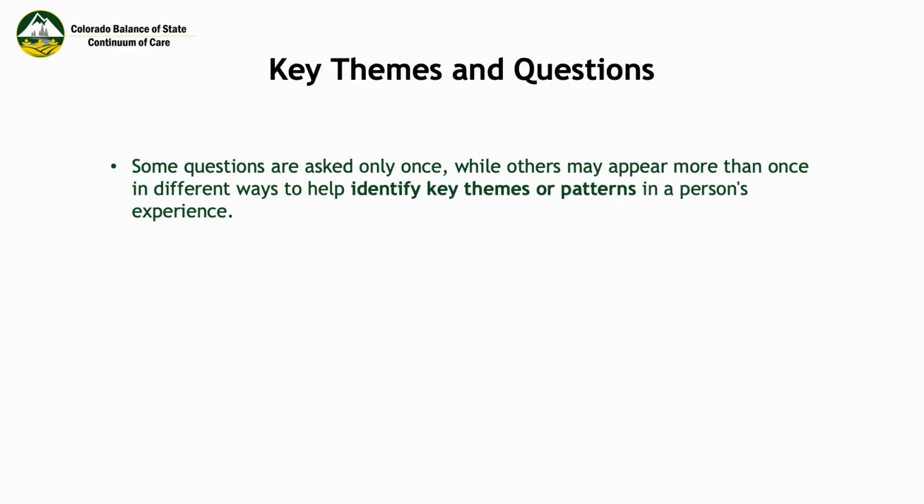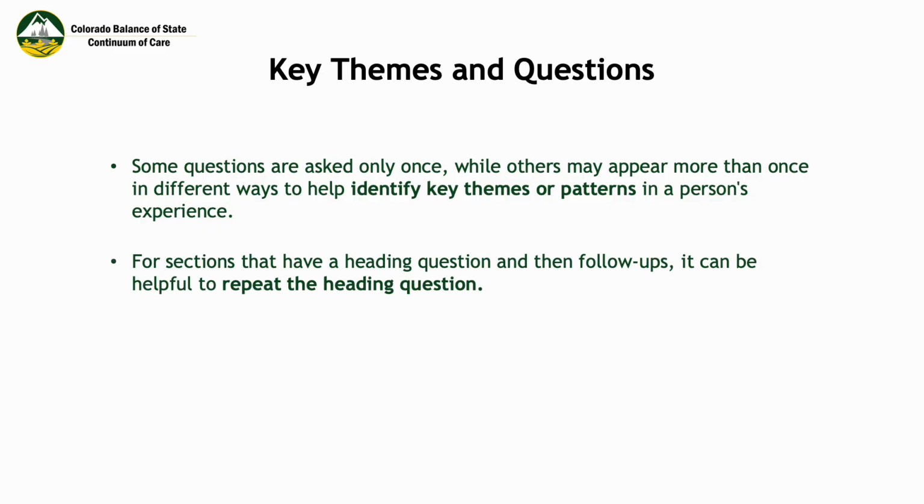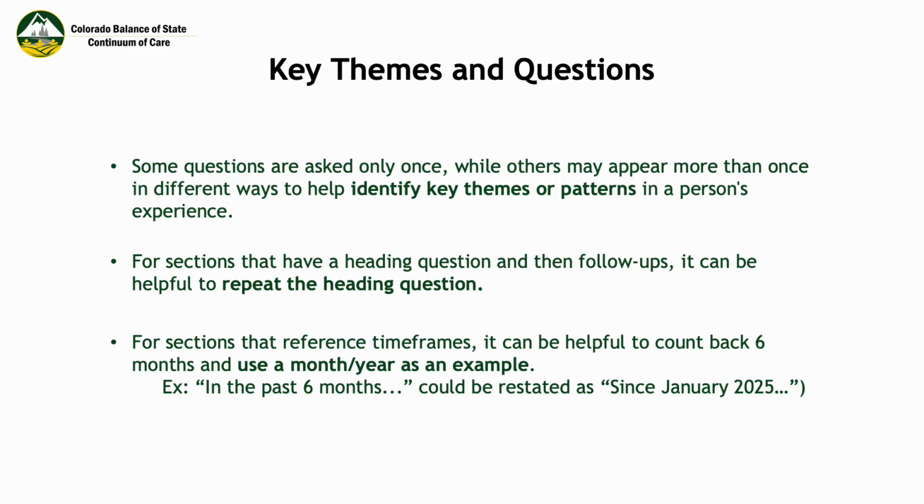Key themes and questions. Some questions are asked only once, while others may appear more than once in different ways to help identify key themes or patterns in a person's experience. For sections that have a heading question and then follow-up questions, it can be helpful to repeat the heading question. For sections that reference a time frame, it can be helpful to count back 6 months and use a month and the year as an example. So if you're meeting with someone in June of 2025 and the question asks, in the past 6 months, it can be helpful to restate it and say, since January of 2025, have you experienced any of these things?